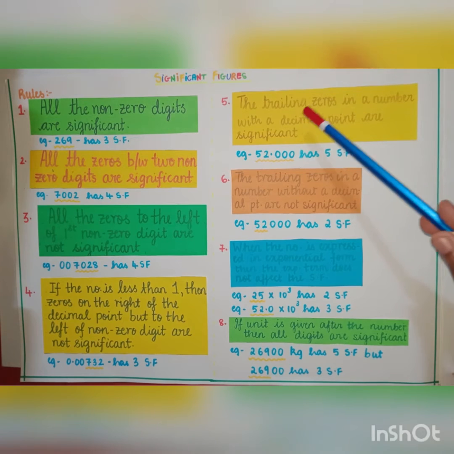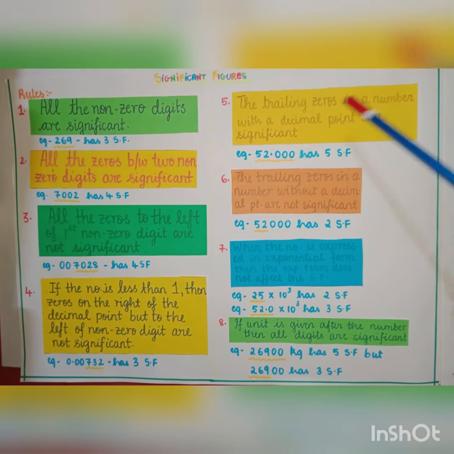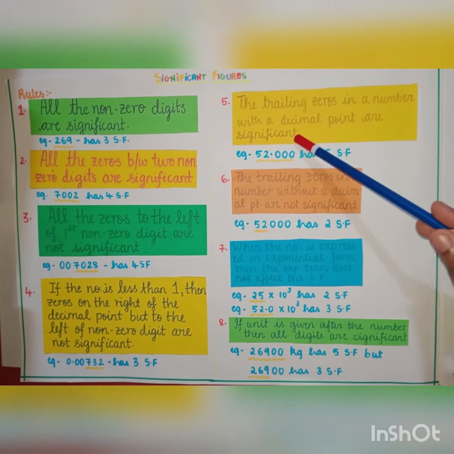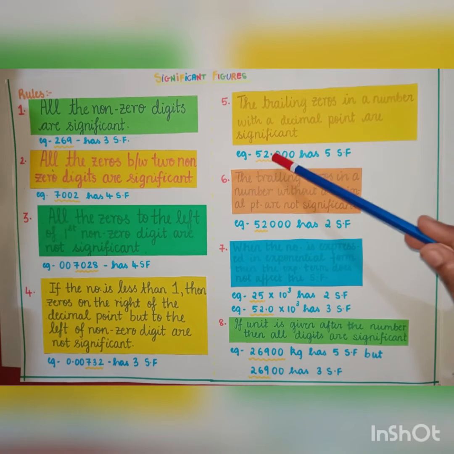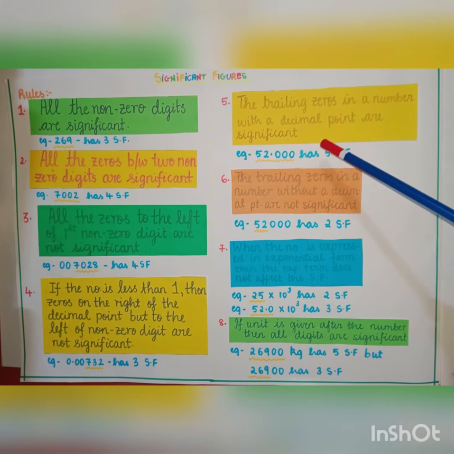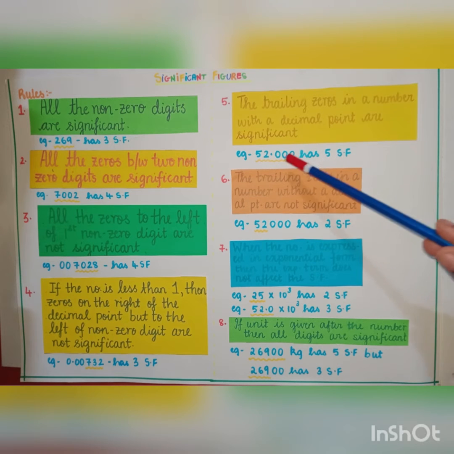It says that the trailing zeros in a number with a decimal point are significant. For all the people who don't know what trailing zeros are, these are the zeros which come after the decimal point but at the end of the number. Let us take an example. A number is 52.000.